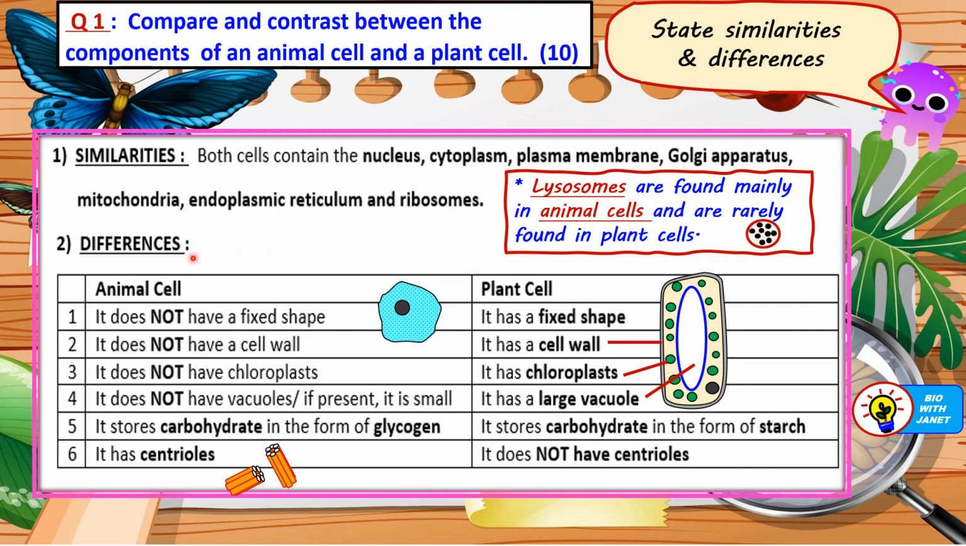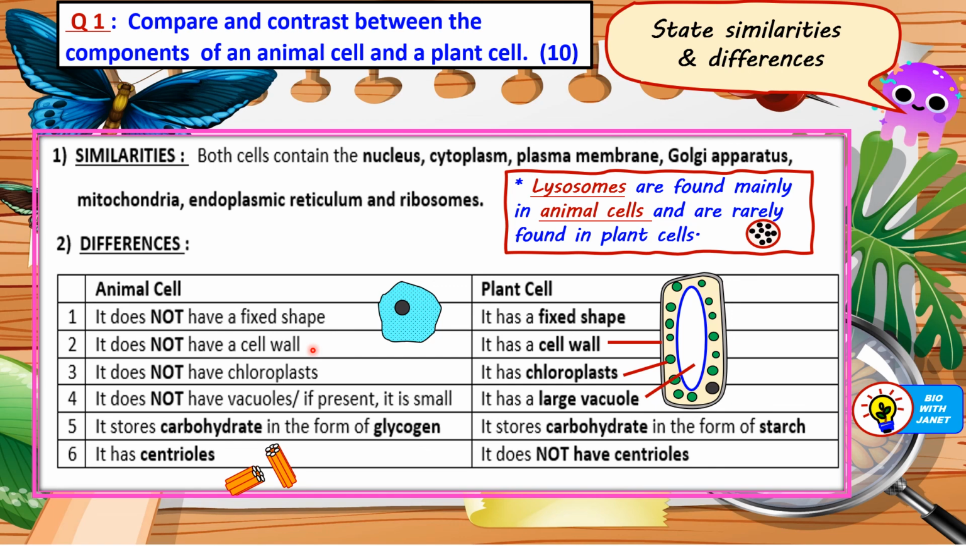Now, how about the differences? So animal cells do not have some organelles and components that are found in plant cells. Let's begin with the first one. From the aspect of shape, an animal cell does not have a fixed shape, as we can see when we look at the cheek cells of a human being. But for plant cells, usually they have a fixed shape. For example, the epidermal cells of the onion, which you have observed under the microscope. It has a fixed shape, right?